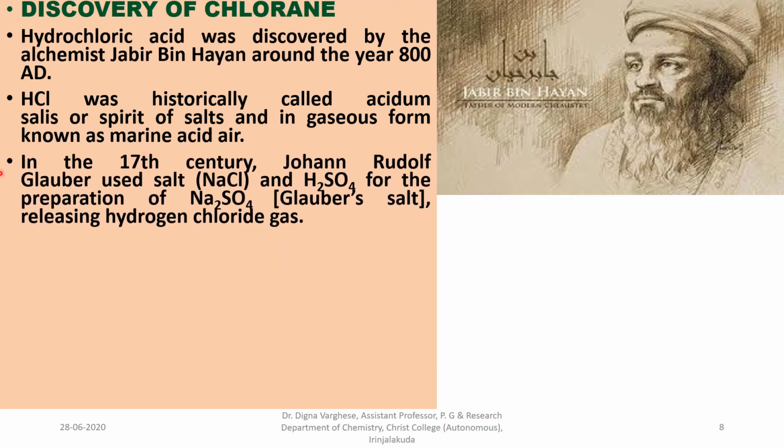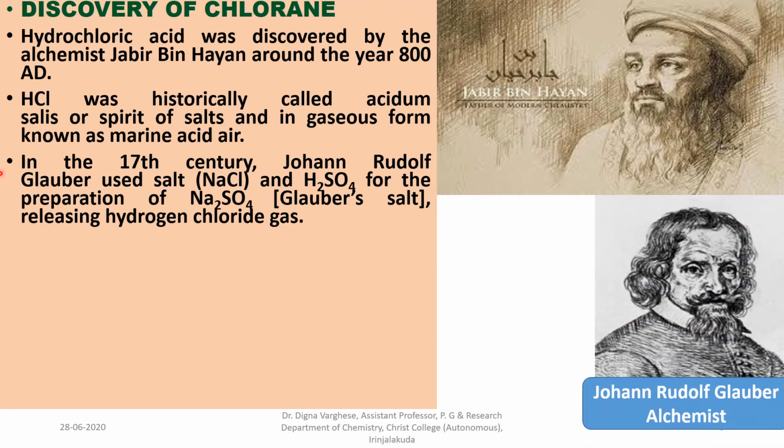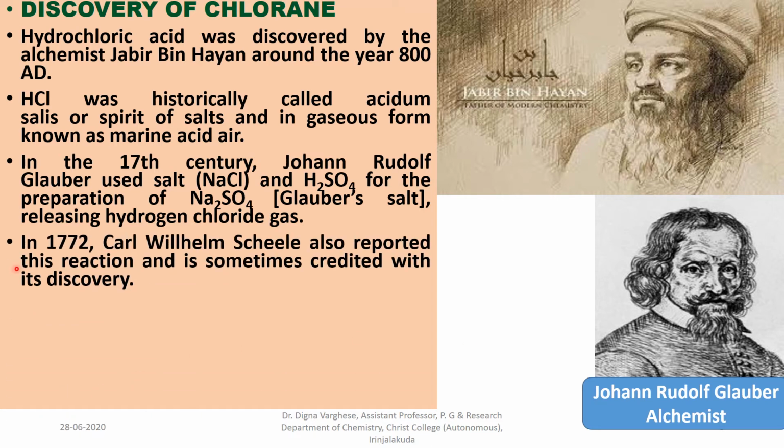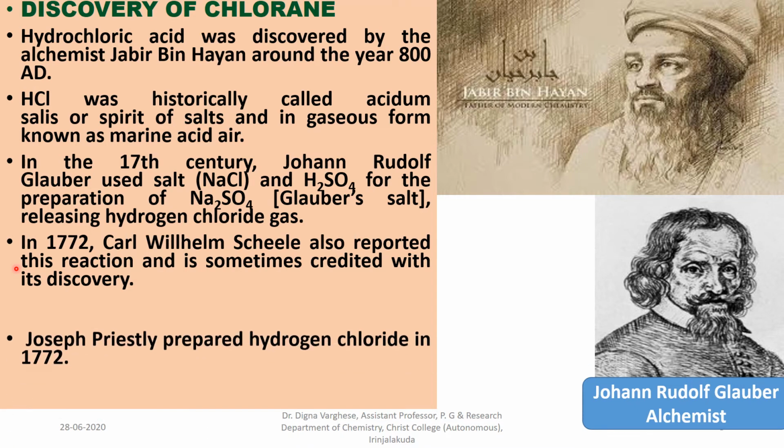In the 17th century, Johann Rudolf Glauber used salt and sulfuric acid for the preparation of sodium sulfate, that is Glauber's salt, releasing hydrogen chloride gas. Johann Rudolf Glauber was also an alchemist. In 1772, Carl Wilhelm Scheele also reported this reaction and is sometimes credited with its discovery.